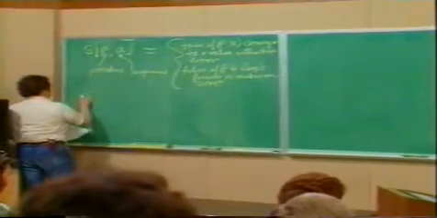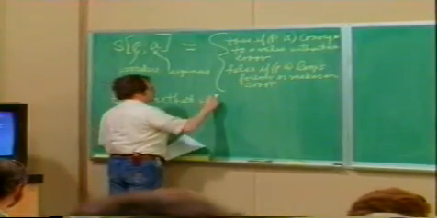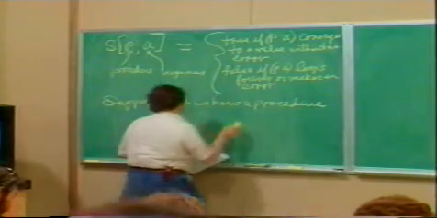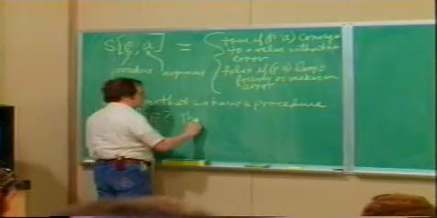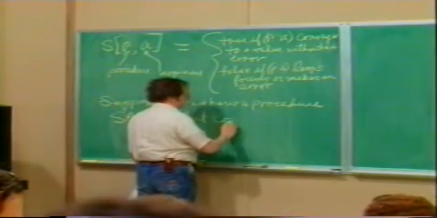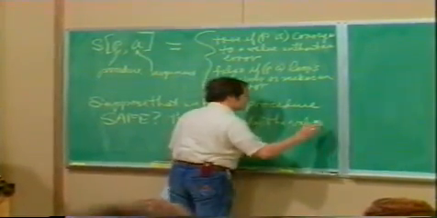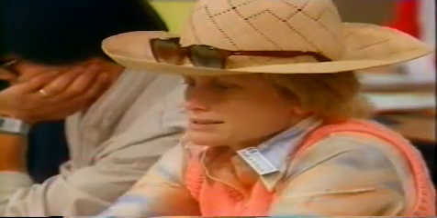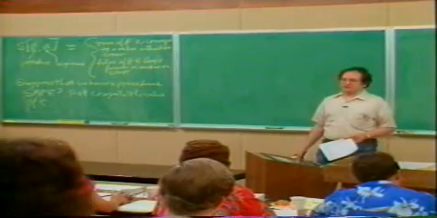Suppose that we have a procedure called safe that computes the value of S. Okay, then I'm going to show you by several methods that you can't do this.